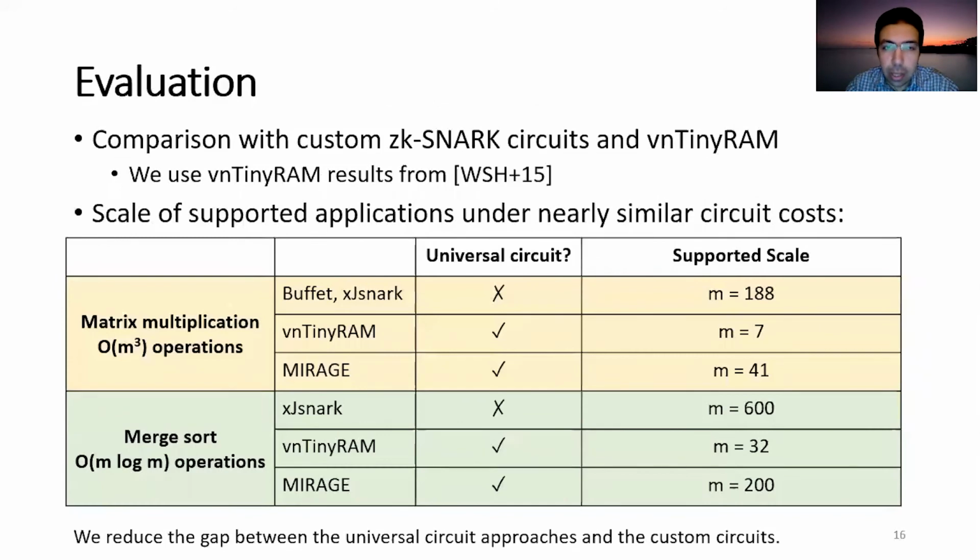In terms of evaluation, in this first slide, we show how we can reduce the gap between the universal circuit approaches and the custom circuits. For example, for an application like matrix multiplication, if we have a custom circuit that supports matrix multiplication of dimension 188, using the same cost, we can support a vnTinyRAM circuit that supports multiplication of matrices of dimension 7, according to the Buffet paper. In our case, the supported dimension will be about 40 for the same cost. Also for merge sort, we can see that we reduce the gap between the custom optimized circuit for merge sort and the universal circuit of vnTinyRAM.